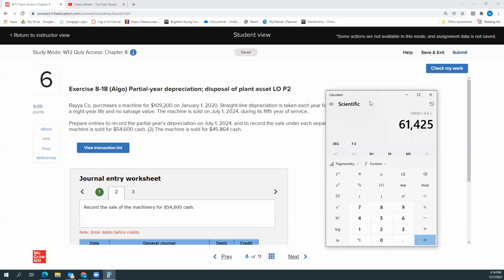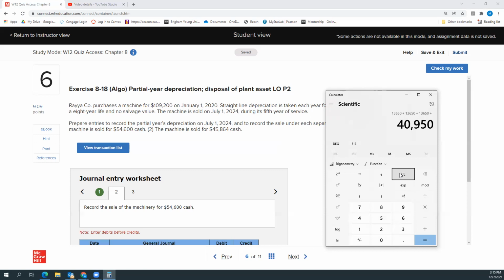Another way to look at this is if we had a T account, right? The accumulated depreciation account would start at zero on January 1st, 2020. And then on December 31st of 2020, we would do that first year's, and so we would credit that account $13,650. And then on December 31st of 2021, we would credit another $13,650, 2022, another $13,650, et cetera. So that at the end of 1 year, it would be $13,650. At the end of 2 years, it would be $27,300.